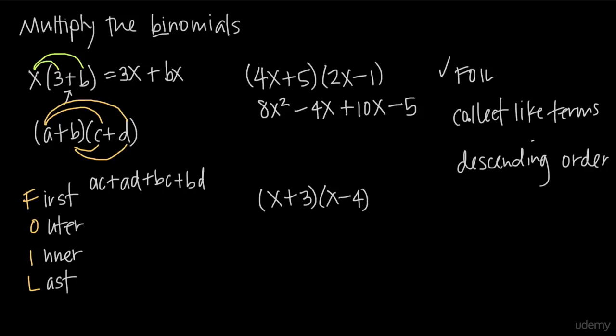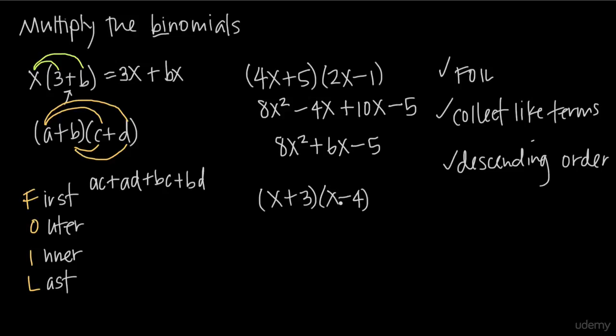So we FOILed. Now we want to collect like terms, and we have a negative 4x and a positive 10x. Those are like terms. So adding those together, we're going to get a positive 6x. So then we say 8x squared plus 6x minus 5 is our final answer. The terms are already written in descending order because we start with the largest, x squared, then we drop down to x to the first, and then we list the constant. So we're done here.